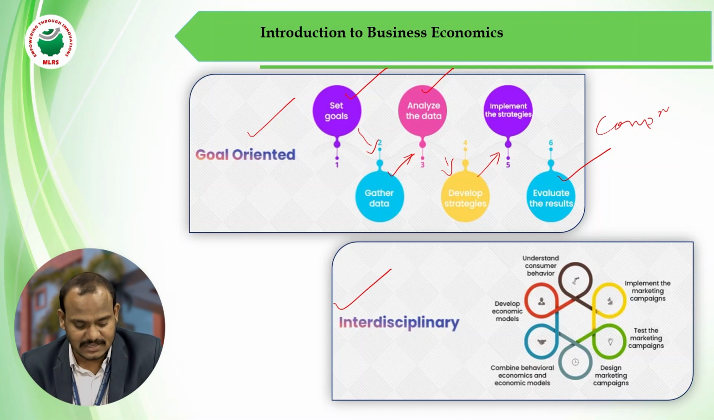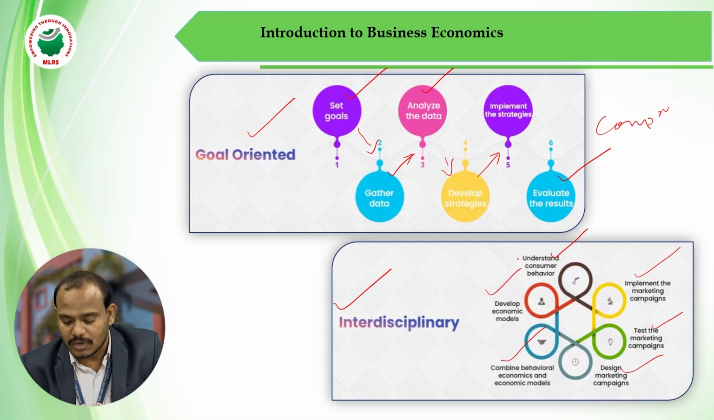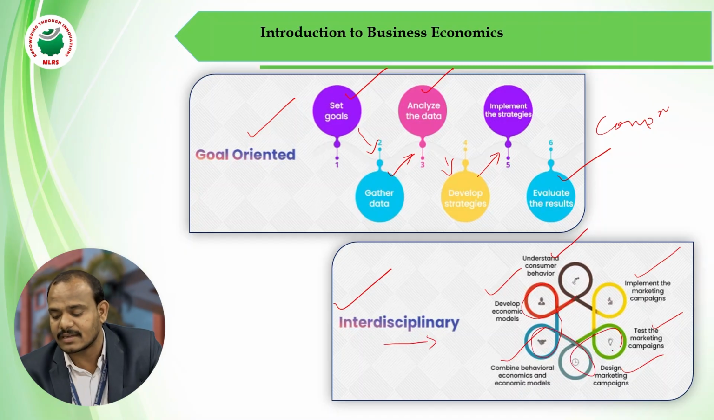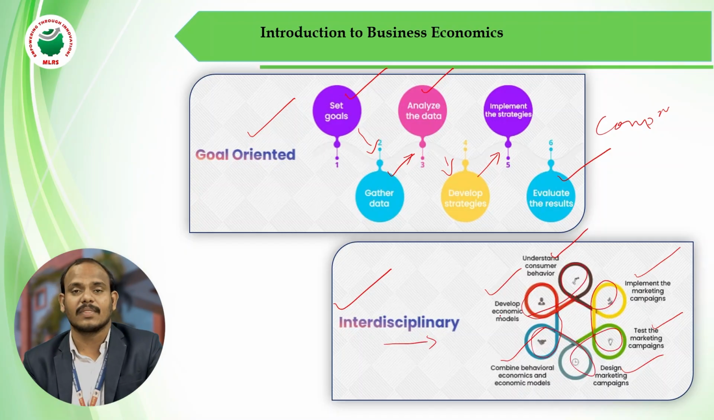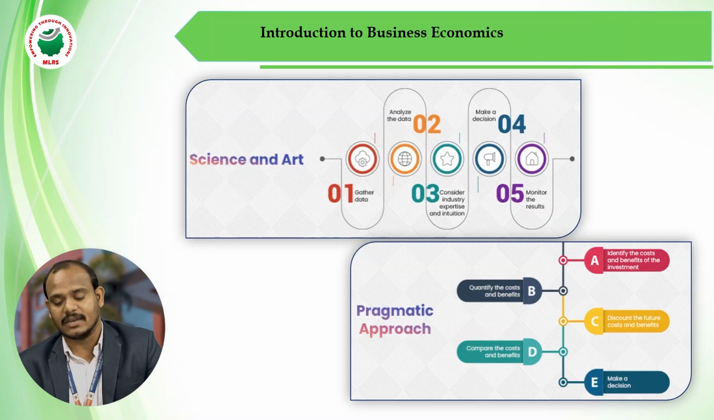So first we understand the consumer behavior, then implement and test marketing campaigns, design marketing campaigns, and combine behavioral economics and economic models, develop economic models. So our business economics is interlinked with different actions and different disciplines. Understand? So let's move to the next point, that is business economics is a science and art.